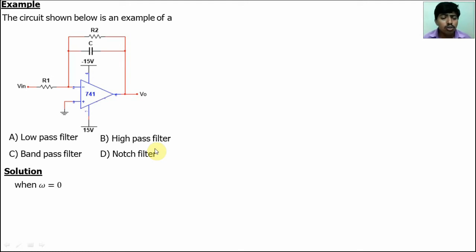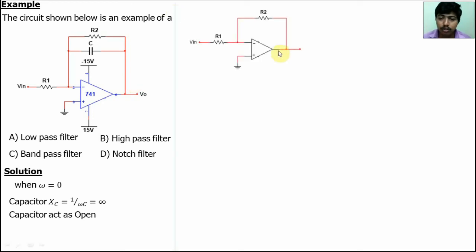When omega is equal to 0, here capacitor reactance X is equal to 1 by omega into C. Capacitor reactance is infinite. Capacitor reactance infinite means it acts as open. Capacitor acts open, so we may eliminate the capacitor from the circuit. So now the circuit will become like that. Now find the V0 from the circuit when omega is equal to 0.